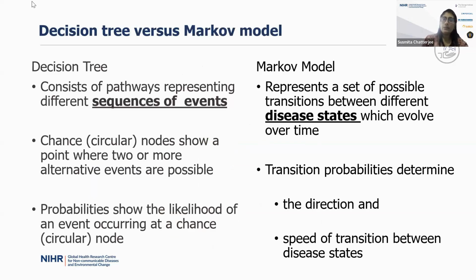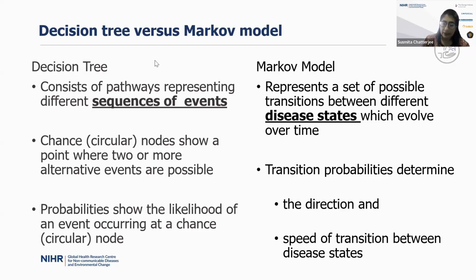So what is the difference? As I said, this is the sequence of events. Like I will have this, I will have this, but basically what I want to tell you is that it is a unidirectional relationship. You are only thinking about the possibility of different events which may occur because of this or without this. But Markov, as I said, will take you through different disease states over time, the direction and the speed, how quickly it will come back and come back.